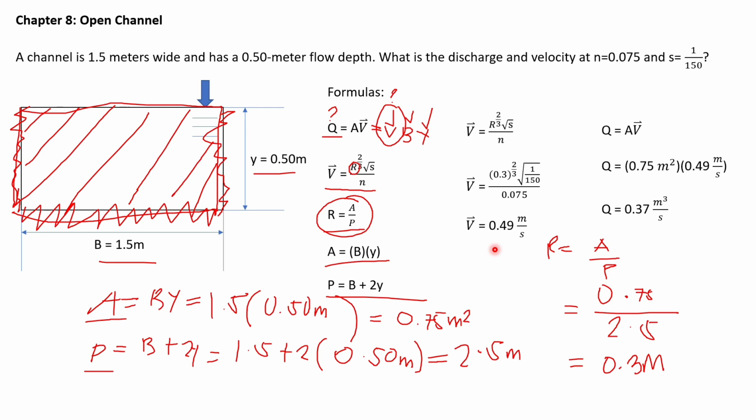Since we have the value of our velocity, we can calculate the flow rate now. Back to the formula for our flow rate, which is Q equal to area times velocity. Our A is 0.75 square meters times our velocity, which is 0.49 meters per second. Calculating this, we will have a flow rate of 0.37 cubic meters per second. So this is our flow rate and this is our velocity. That's all.